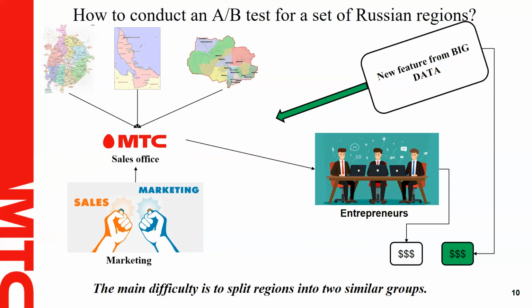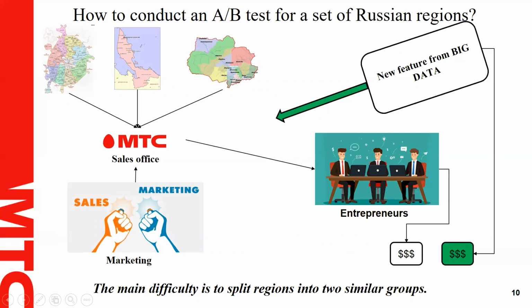What does big data have to do with it? Big data makes a new product and it is supposed to optimize sales and marketing, and entrepreneurs will be loyal. They will buy more services, they will churn less, and we will earn more money. But how can we verify this?